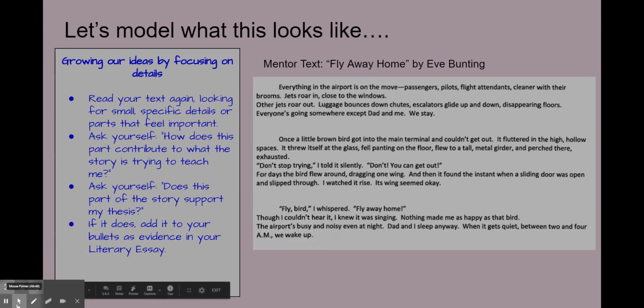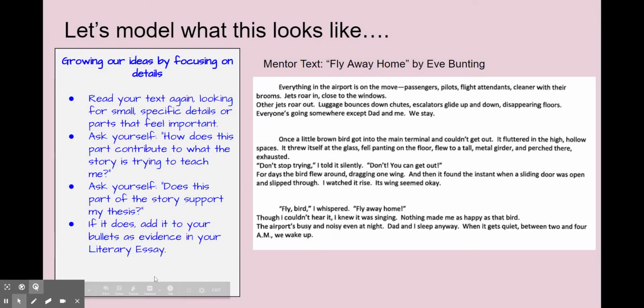So I want to take a minute and stop and think. We had this story. It's about Andrew and his dad and talking about the airport. And then all of a sudden, there's this part about the bird that comes in. And I wonder to myself, why did the author include this part about the bird? How does this part contribute to what this story is trying to teach me? Okay, so I have to think a little bit more about what's happening.